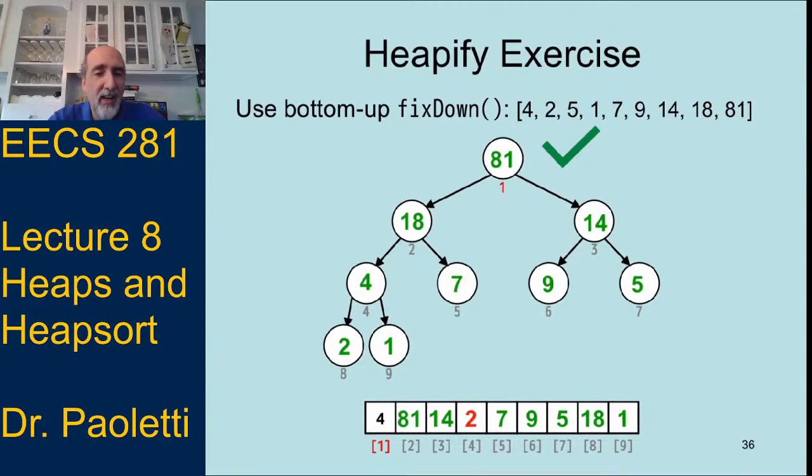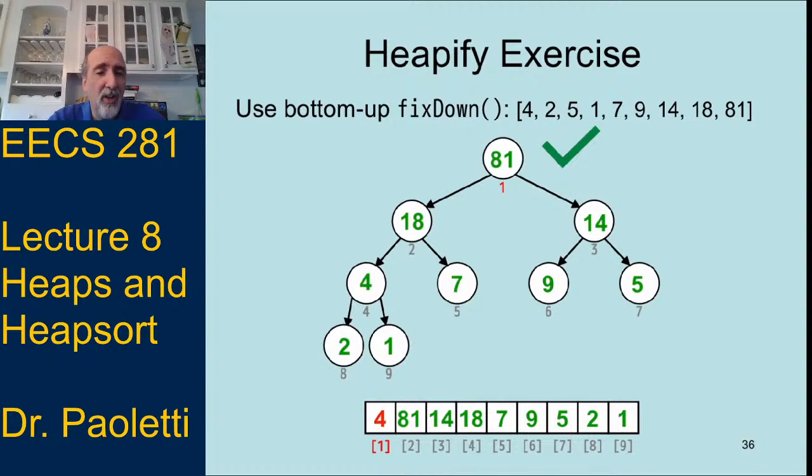4 and 8, 9. Are you out of place? Yes. So swap with the highest priority child. Oh, look, index 8, you're a leaf node. You are in the right place. The fix down is done.